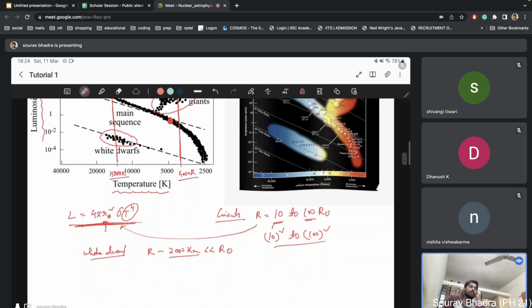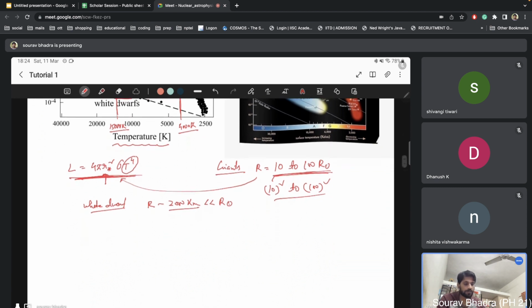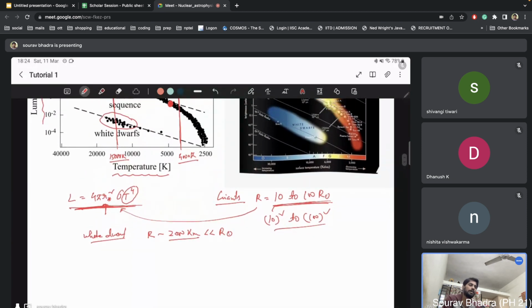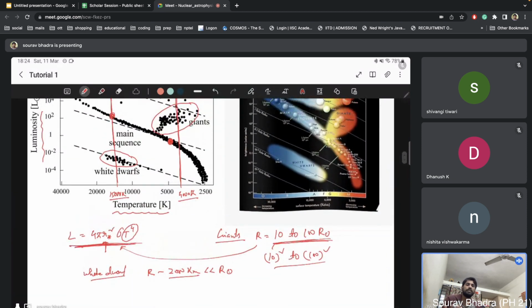Now one thing you can ask is why giants have so much larger a radius than the sun, how they are so big, and why white dwarfs are small in radius. That I will discuss, if possible today at the end, or in the next class. Why do giants have a higher radius than a normal star? So giants are also stars. This is the late evolutionary stage of a star.